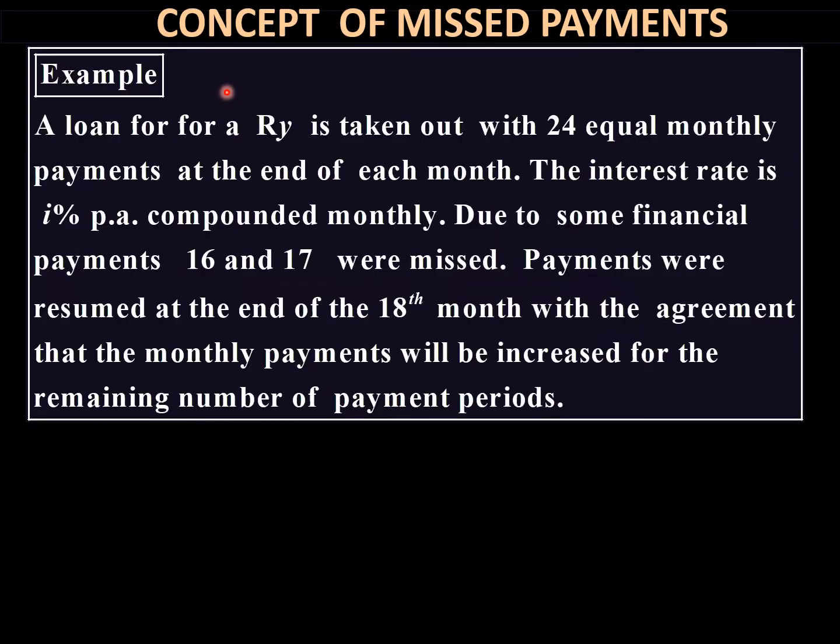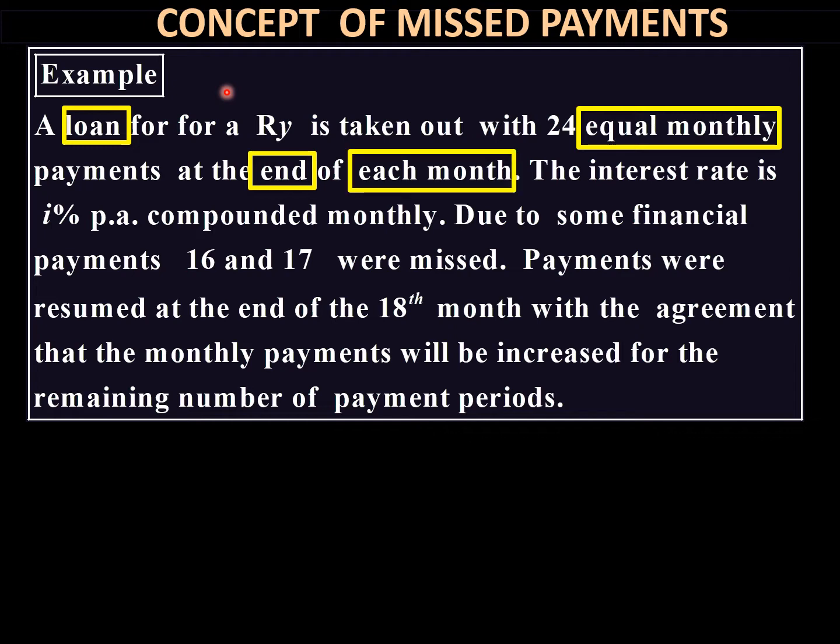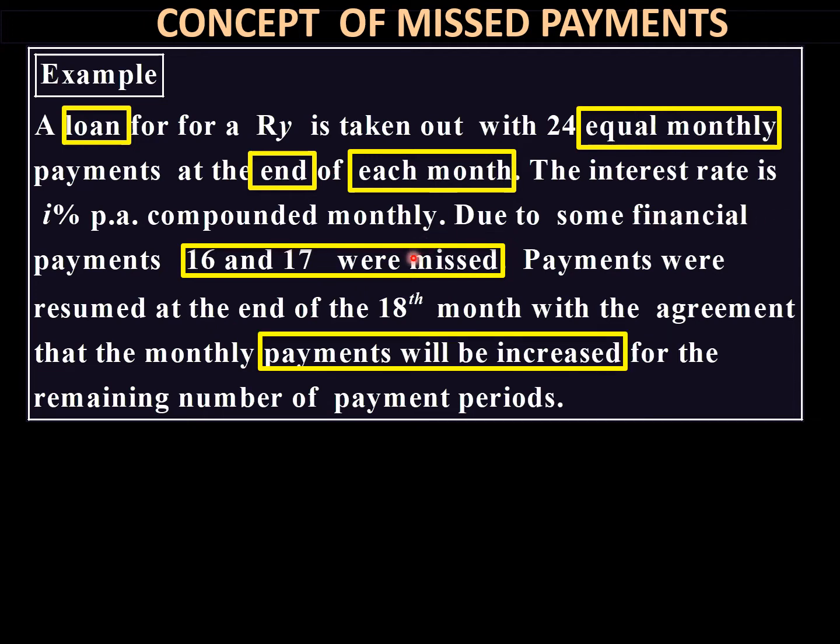Let's look at an example. We have a loan, and this loan is repaid in 24 equal payments, with interest charged at the end of each month. Now here we have a situation where some payments are missed. You carry on normally, and up to number 15 there was no problem. But payment number 16 and 17, due to some financial reason, were missed. Then you resume your payments again at the end of the 18th month.